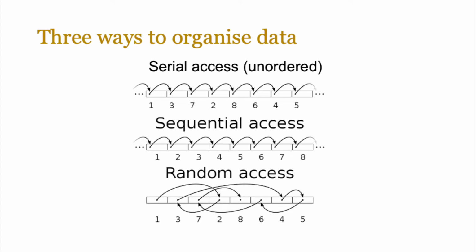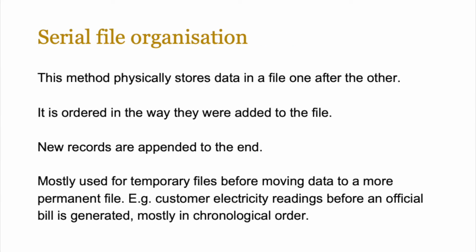So 1 jumps straight to 2, which jumps to 3, then jumps to 4, 5, 6, 7, and 8. So it's a combination of a serial organization, and perhaps a direct access. So let's start by delving into each one of these organizational methods in a bit more depth.